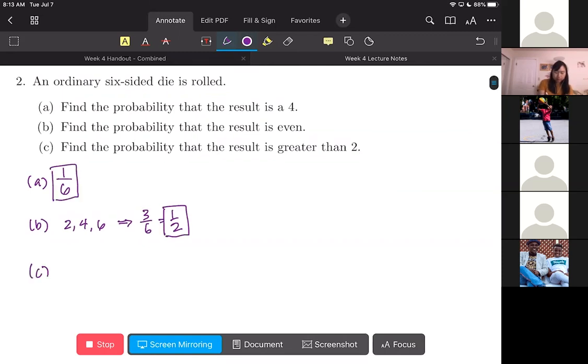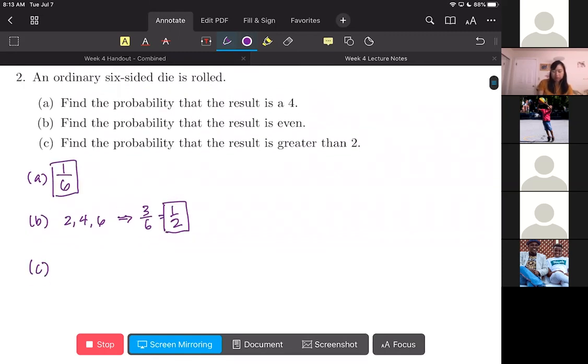All right, and then what about problem C? Find the probability that the result is greater than 2. 2/3. So greater than 2, there's 4 possibilities: 3, 4, 5, 6. So you get 4/6, and that gives you 2/3.